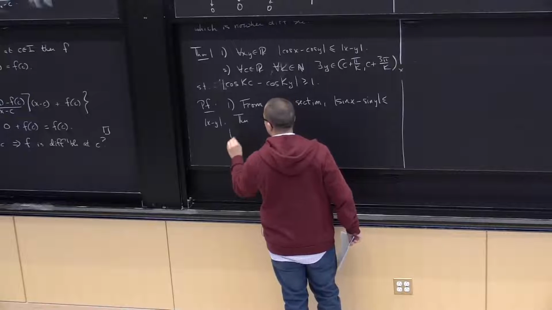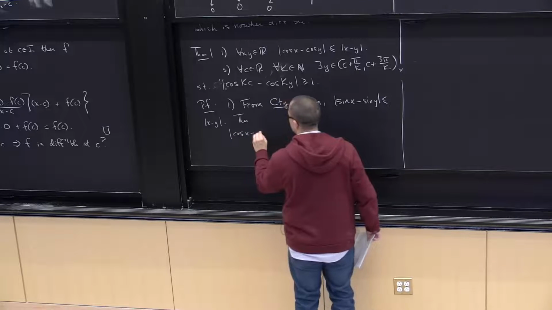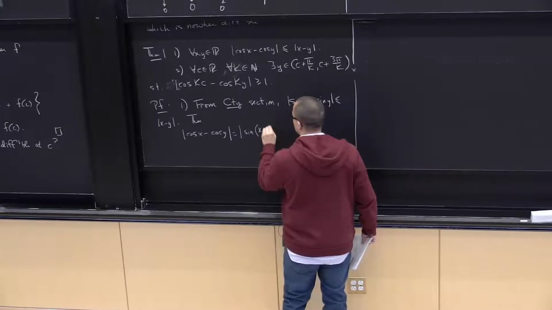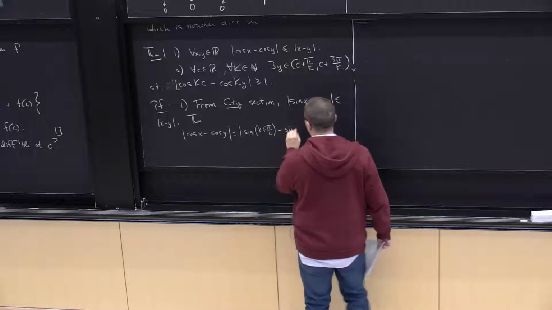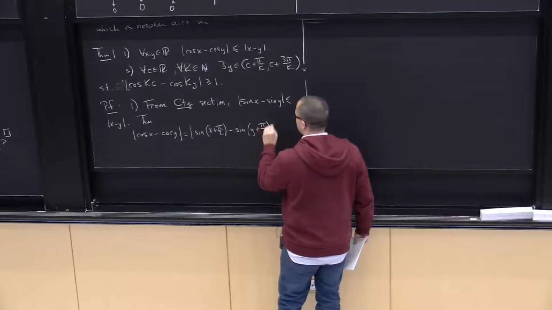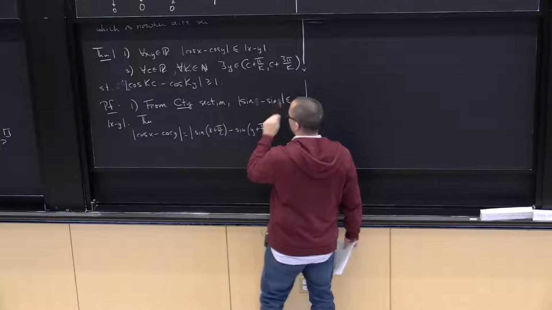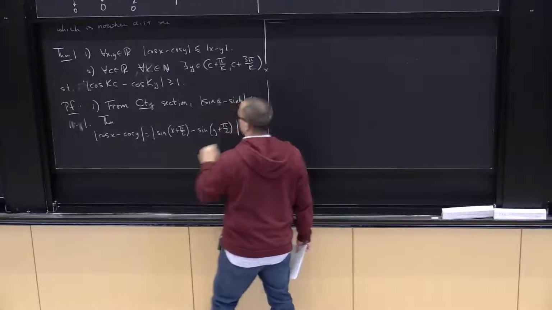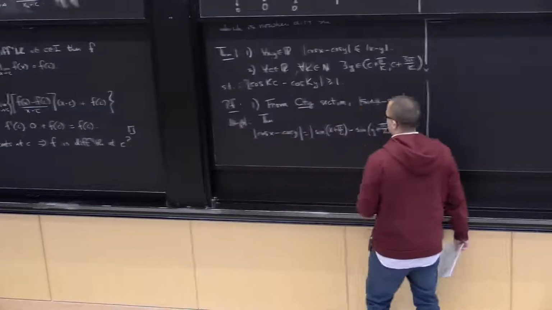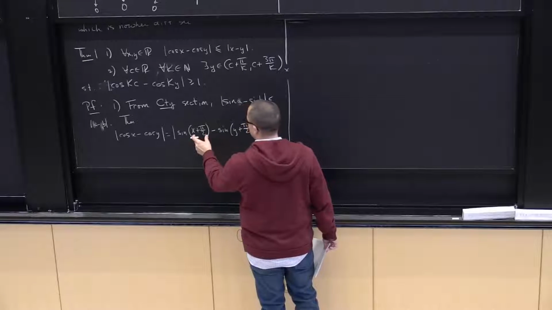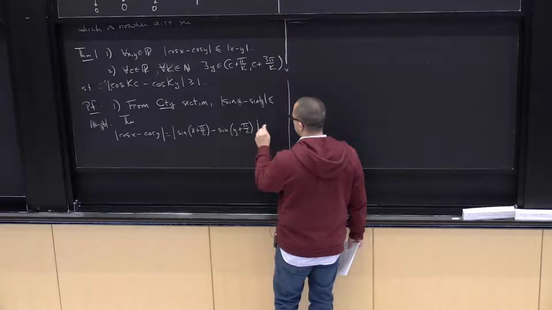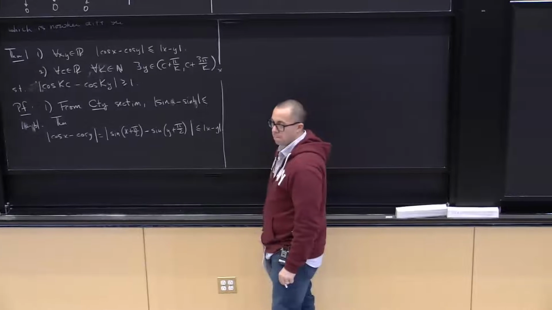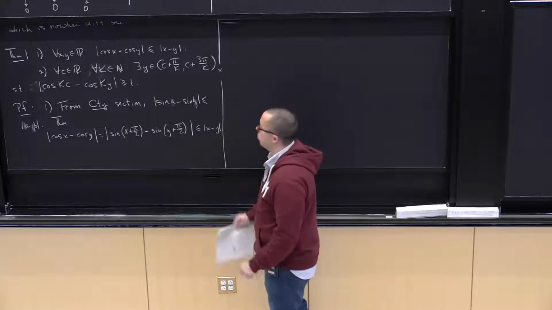Then cosine of x minus cosine of y is equal to sine of x plus pi over 2 minus sine of y plus pi over 2. And if you like, instead of using x and y here, let me use a and b. So then this is less than or equal to the absolute value of x plus pi over 2 minus y plus pi over 2, using this inequality. So that proves number 1.